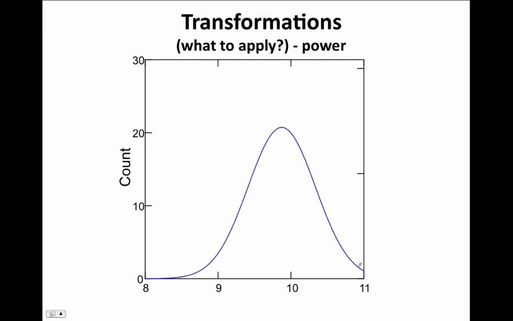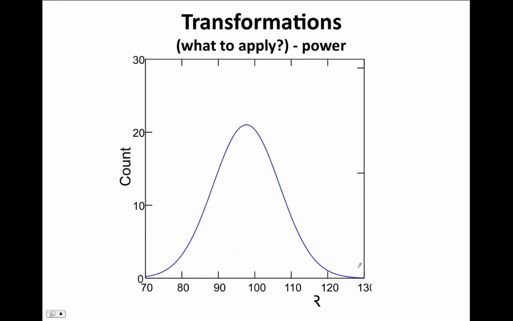And then finally our power transformation. You can see one here that's negative or left skewed. If I apply a transformation to that data, I get this type of distribution, and you can see that again, it's not perfect, but it's a much better approximation of a normal distribution.